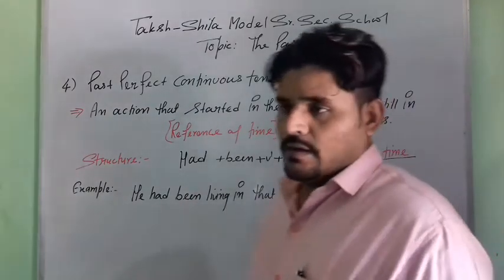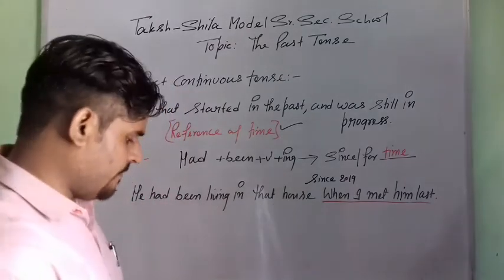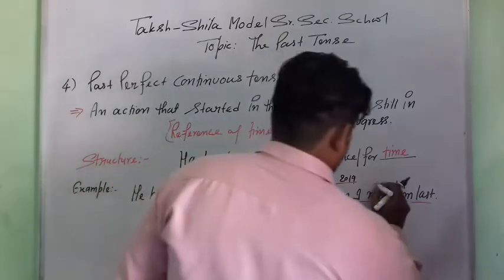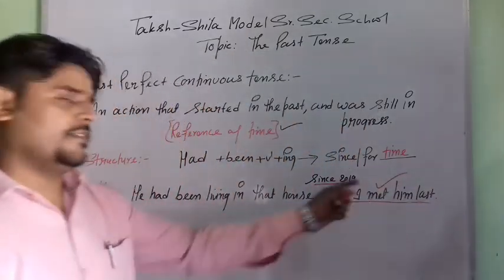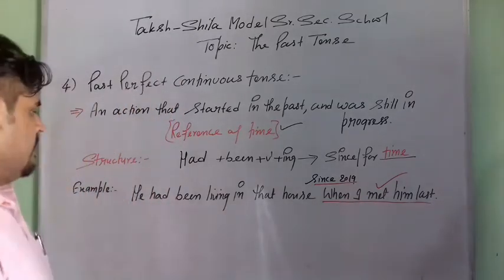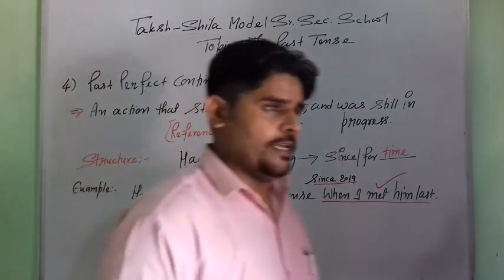Maybe I met him 1 month back or maybe 2 months back, right? So here there is a reference to time since 2019, and this clause just gives us the reference to past tense. ये हमें past time का reference दे रहा है जिससे कि हम ये choice choose कर सकें कि ये past perfect continuous में action जाएगा, right?